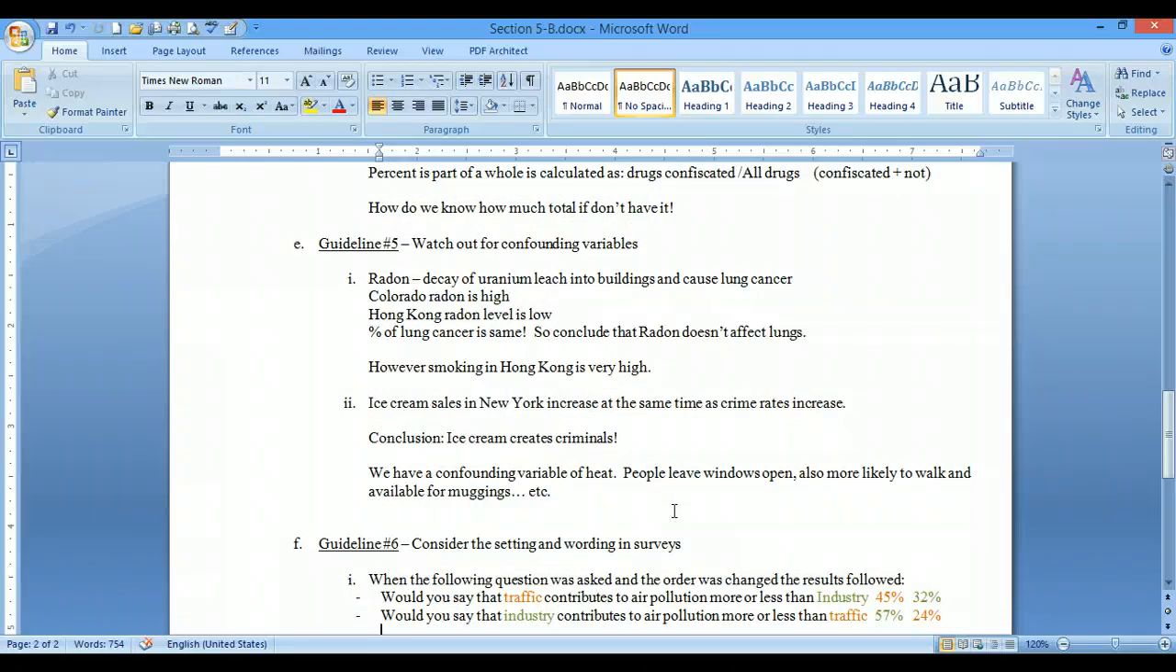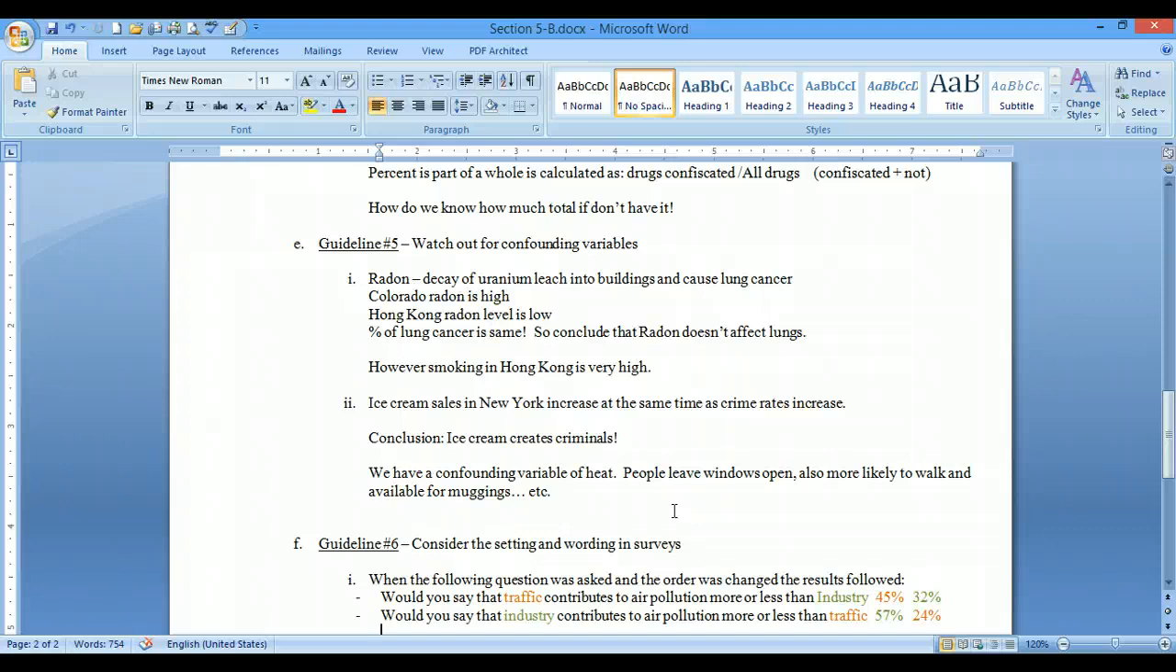Guideline number 5. Watch out for confounding variables. Radon is the decay of uranium leaching into buildings and causing lung cancer. Unfortunately, my state of Colorado has very high radon levels. Hong Kong, however, has very low radon levels, but the percent of lung cancer is the same in Colorado and Hong Kong. So we can conclude that radon doesn't affect lungs. The confounding variable here is that Hong Kong has a very high smoking rate, and that radon does indeed cause lung cancer.